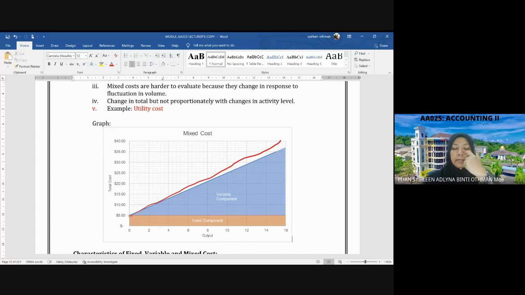So let's say the fixed cost in that mixed cost is RM5. So it will start from here. Okay, and then you have the graph here. So actually the graph is divided into two components.